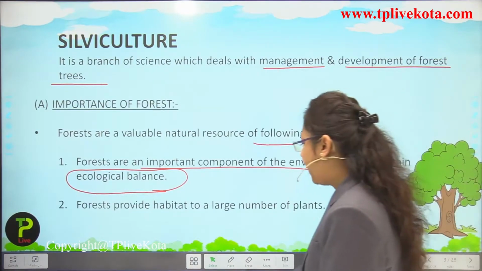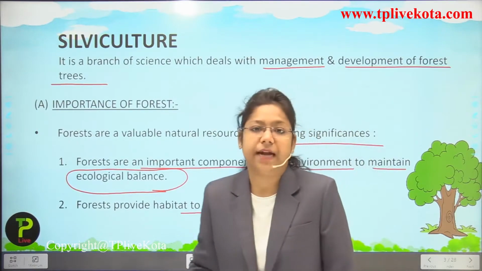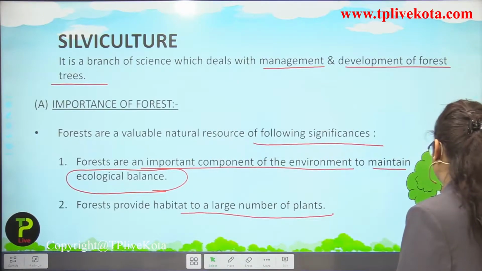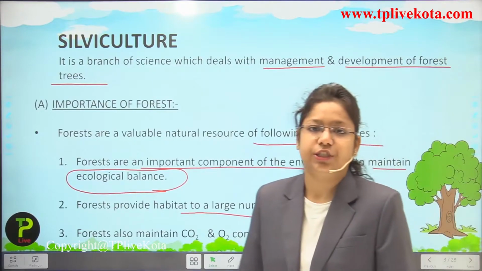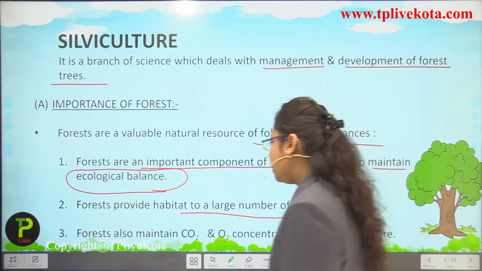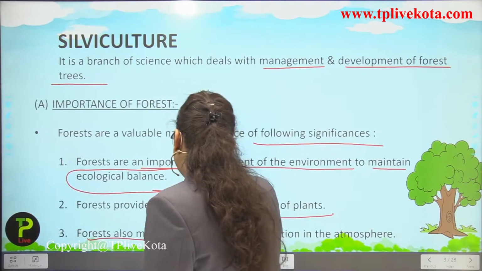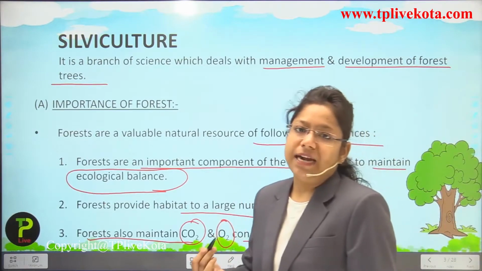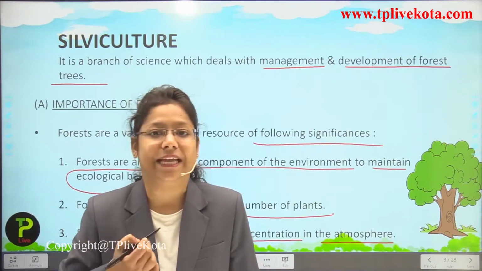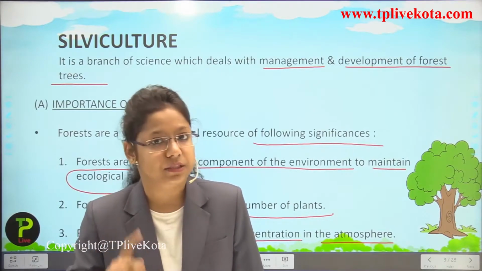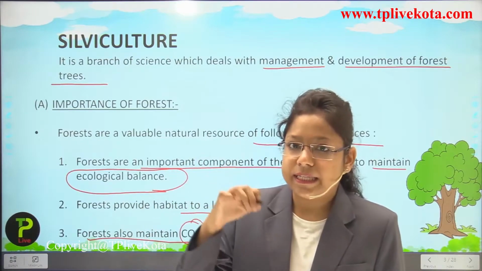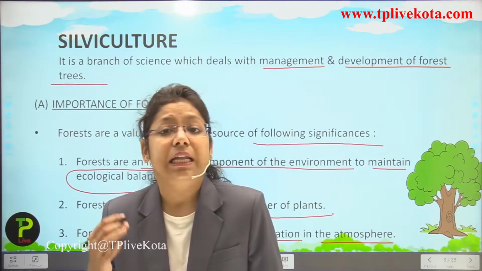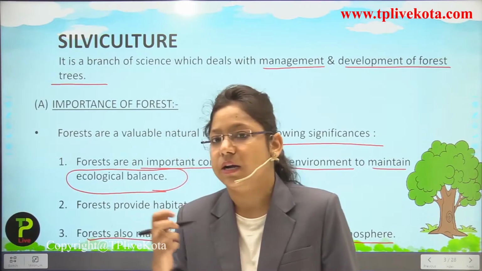Next point, forests provide habitat to a large number of plants. Obviously, a large number of plants grow in the forest on their own through wind pollination or cross pollination. Third point is, they also maintain carbon dioxide and oxygen concentration in the atmosphere. So obviously, if the plants are there, then they will maintain the balance between oxygen and carbon dioxide, because they take in the carbon dioxide and release oxygen in the environment for the survival of living organisms like a human being or an animal.